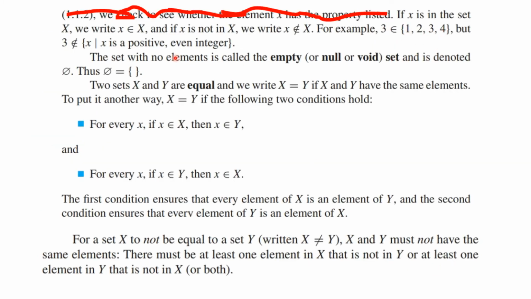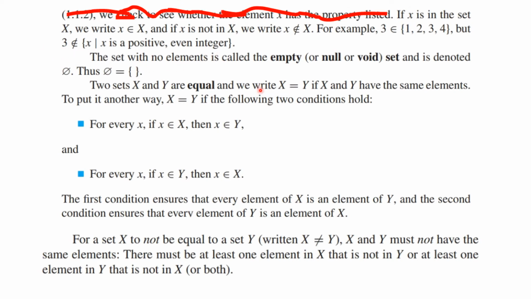If x is in a set, we write x ∈ X, where the epsilon symbol means x is an element of X. And if x is not in capital X, we write x ∉ X, or x is not an element of that. So 3 is an element of this set, but 3 is not an even number. So 3 is not an element of this set.